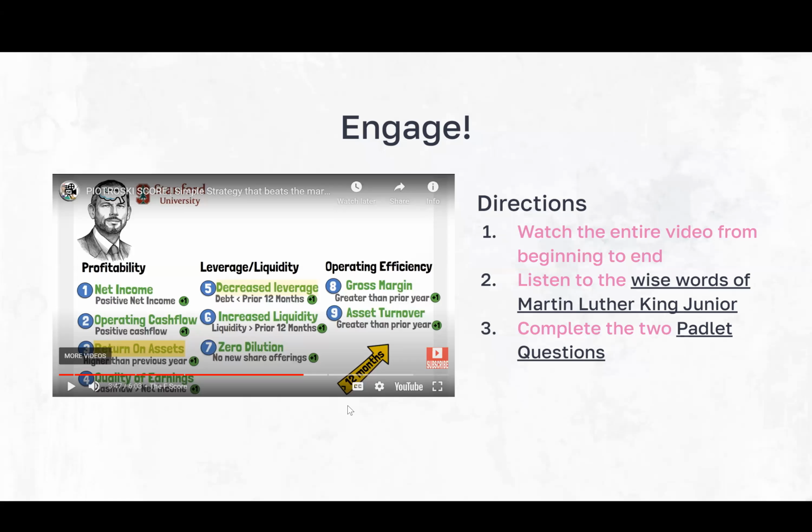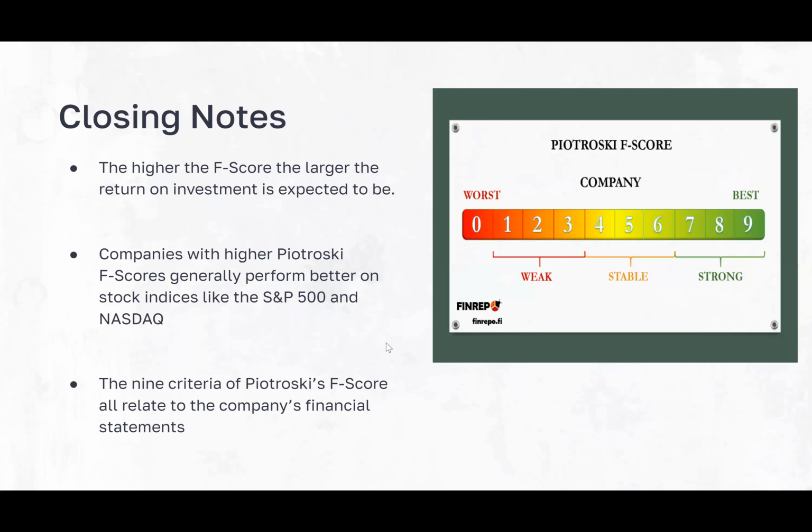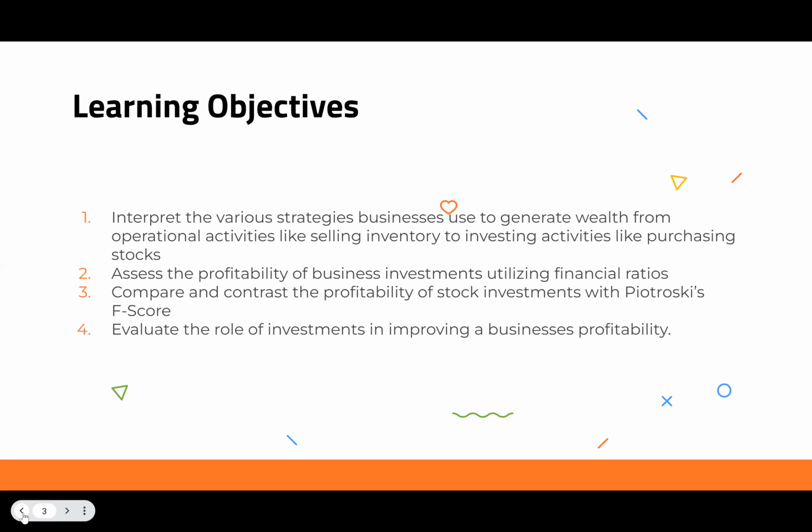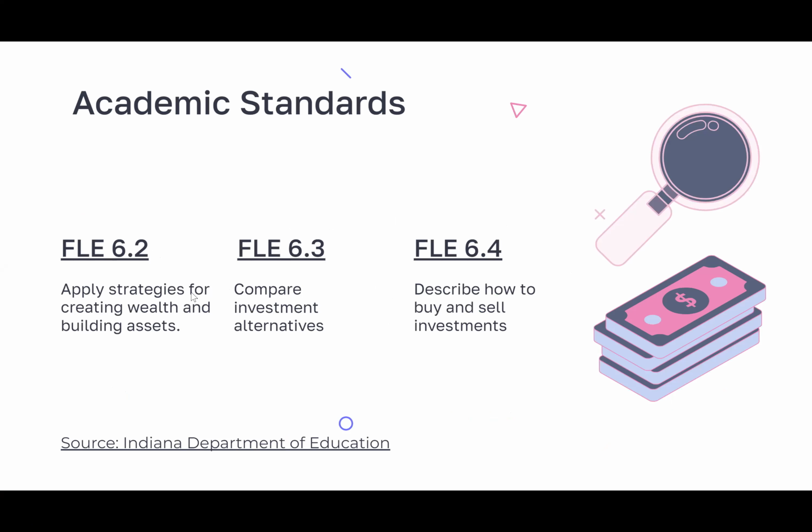Hello. Today we are going to be talking about the Piotrowski F score, and in particular, the engage portion of my presentation, my slideshow. The main academic standards that we are going to be covering for this section are applying strategies for creating wealth and business building assets, as well as comparing investment alternatives.